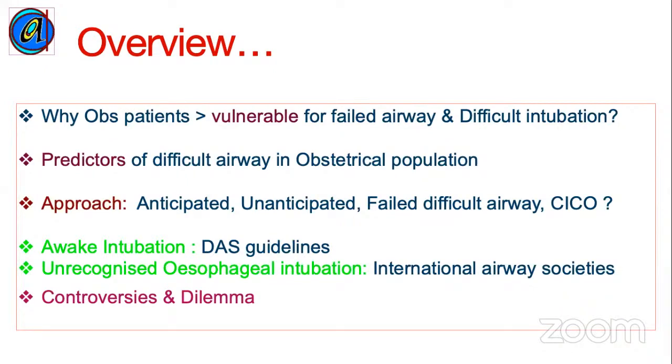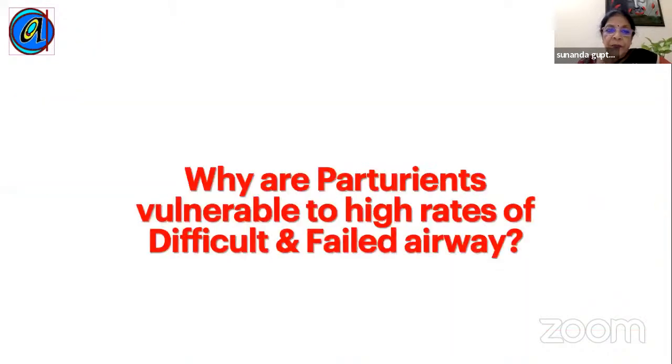What are the current predictors for difficult airway in the obstetrical population? We'll look at the approach towards anticipated, unanticipated, failed difficult airway and a cannot intubate and cannot oxygenate scenario. Then two recent guidelines which have a bearing on the obstetric patient are the awake intubation guidelines which have come this year and the unrecognized esophageal intubation guidelines by the International Airway Societies, where India is also a participant. And then we'll talk about the controversies and dilemmas with this issue.